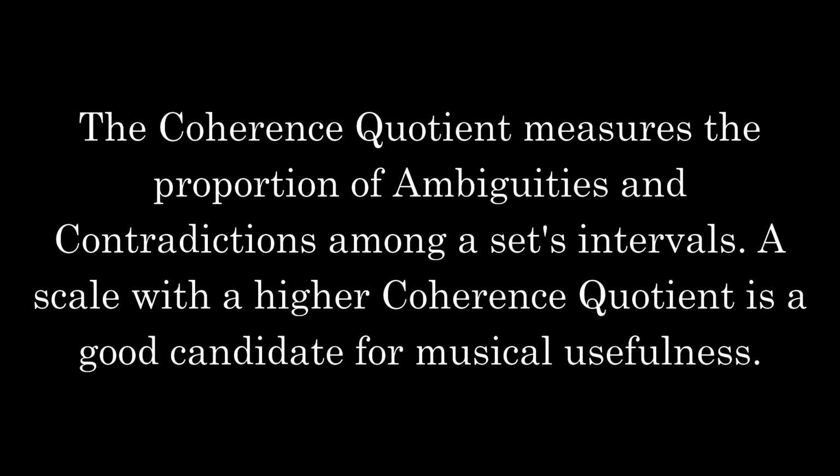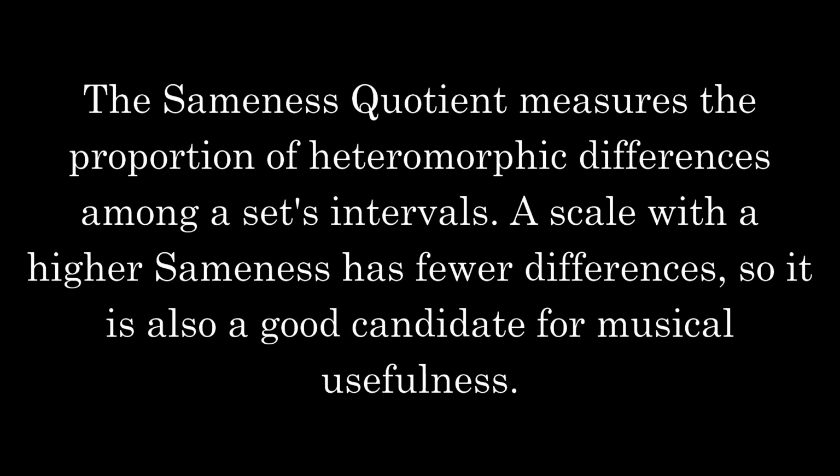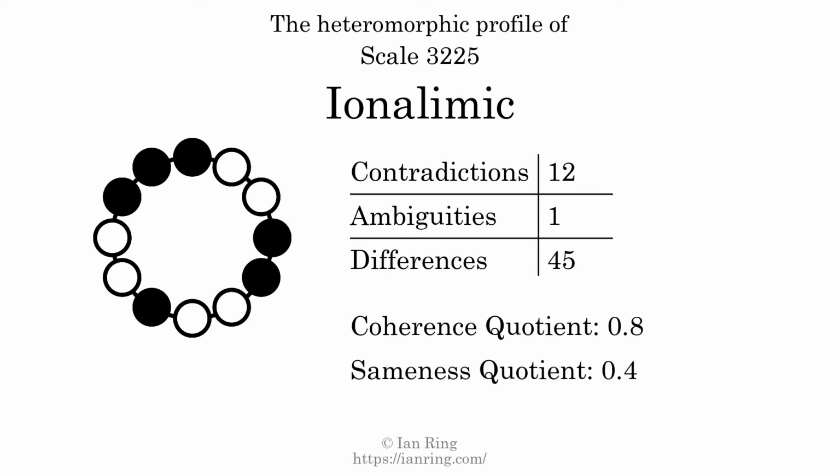The coherence quotient measures the proportion of ambiguities and contradictions among a set's intervals. A scale with a higher coherence quotient is a good candidate for musical usefulness. The coherence quotient is 0.8. The sameness quotient measures the proportion of heteromorphic differences among a set's intervals. A scale with a higher sameness has fewer differences, so it is also a good candidate for musical usefulness. The sameness quotient is 0.4.